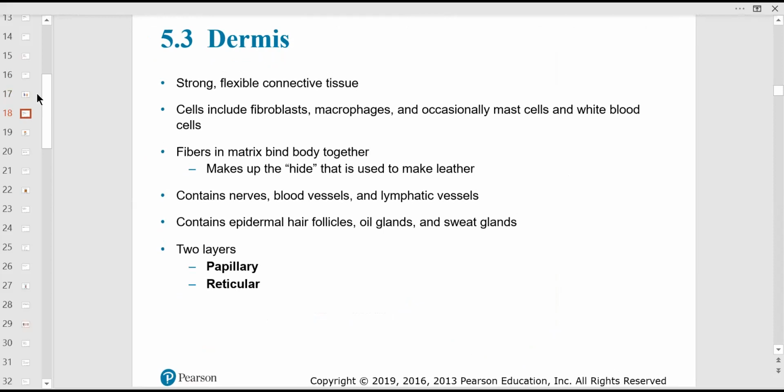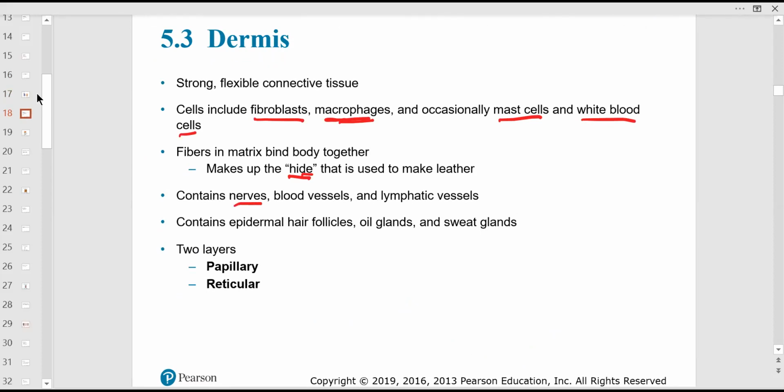This is where you have a lot of collagen-laying cells called fibroblasts, and macrophages, which are your tissue defense, second line of defense, and mast cells that produce histamine, and white blood cells like neutrophils and lymphocytes. They're from the blood. The hide that you use for leather. So if you have leather shoes on, here you go. You have a dermis of some other mammal, if that's your thing.